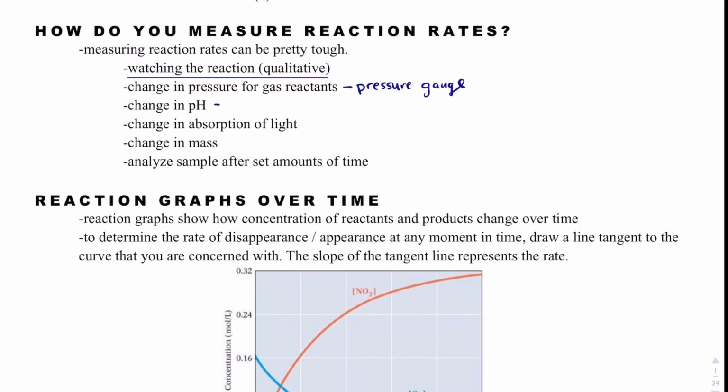We could monitor the pH. We'll do that plenty of times in acids and bases, and we would use a pH probe, or sometimes that's called a pH meter to do that. We could monitor how things change in light, and that's what we'll specifically do in this unit, and we would use a spectrophotometer or spectrophotometry for that.